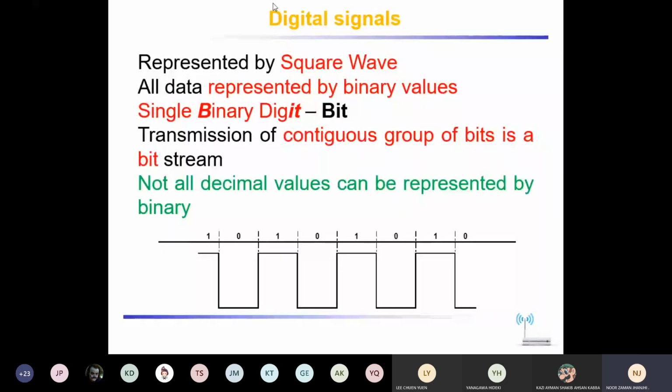Now we are coming to the digital one to understand its ABC, what is happening in the digital one. Most of the computers and machines are using the digital one. So it is represented by the square wave. This is represented in a square wave, not in the waveform. This is the one difference. All the data is represented by binary values. In digital, we represent the binary values. You remember that our machines are working on the binary values, zeros and ones. A single binary digit, you know that we are calling a bit.